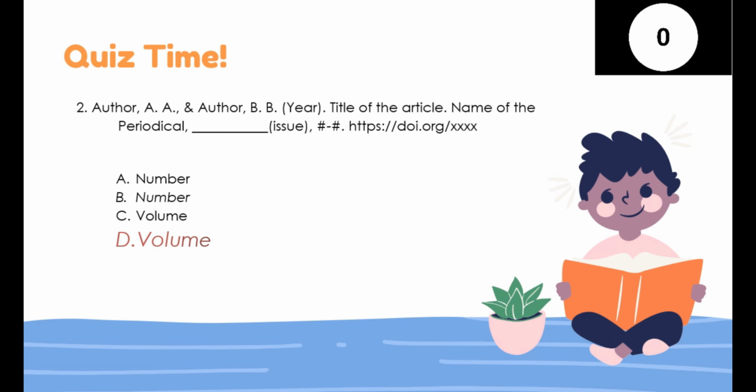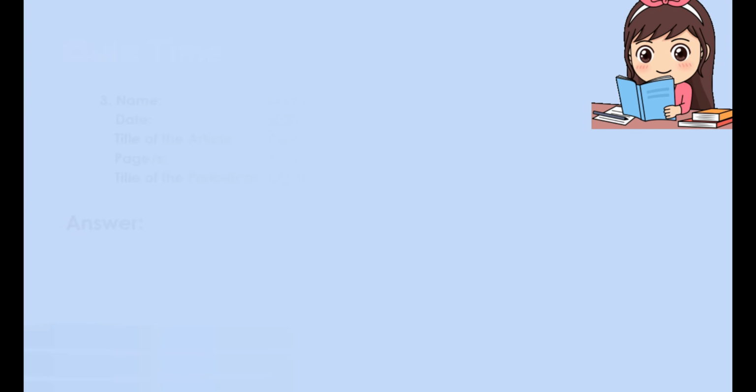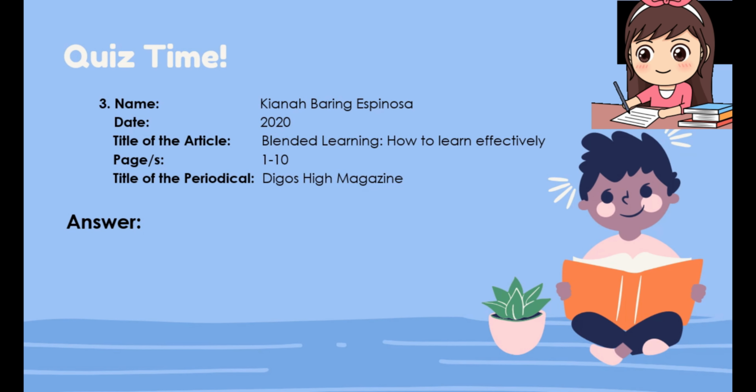Okay, the correct answer is letter D, that is written in italics. For this item, you just have to use the information below and convert them into their proper citations using the APA 7th edition format. Don't forget the correct use of punctuation marks and proper indentation. Write your answers in your paper and I'll give you 1 minute to answer this. Your timer starts now.